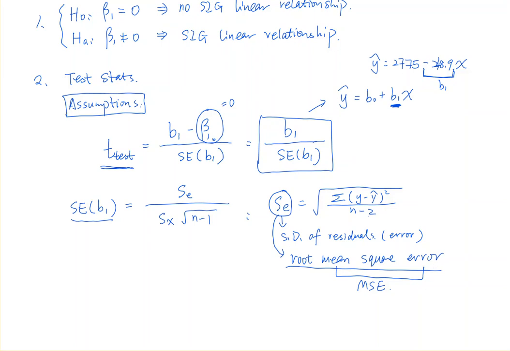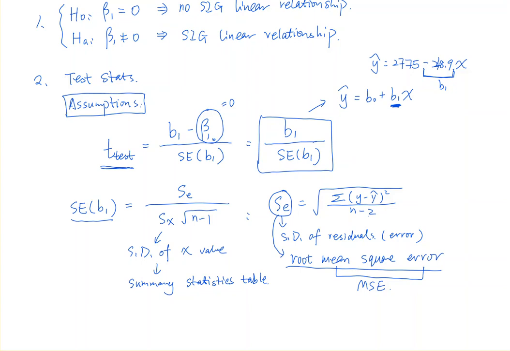So the other part, what is the SX? The SX is the standard deviation of the X values. Where can you get it? You can get it from the summary statistics table. We'll talk about that once we have the detailed output.